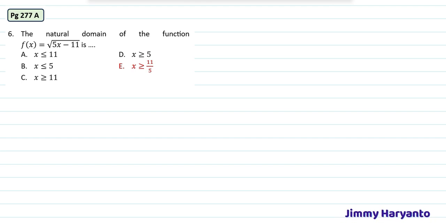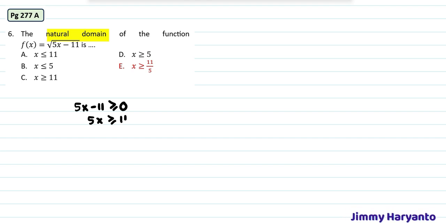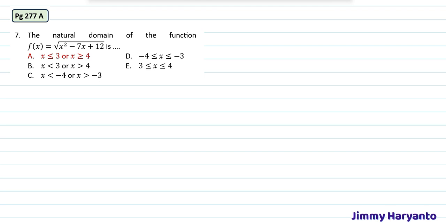This one is an irrational function, and the question wants you to find the natural domain. The natural domain of irrational functions will be the function inside the square root, and it has to be greater than or equal to 0. This is the natural domain of irrational functions. Memorize it, guys. So let's do the algebra. The algebra will be like this. That means this one is the natural domain. Next is this one, still natural domain. Natural domain means the one inside the square root has to be greater than or equal to 0.